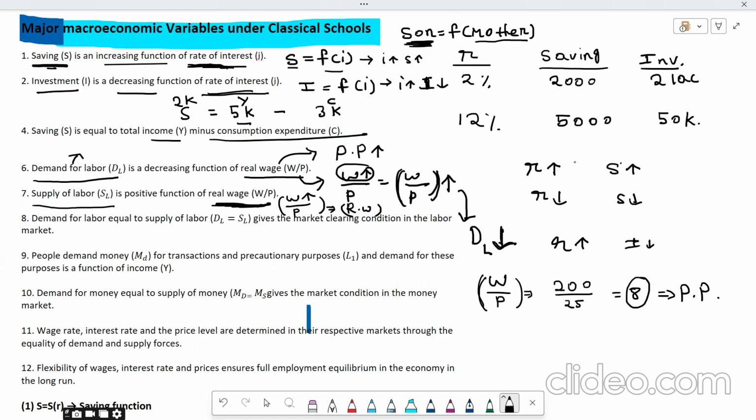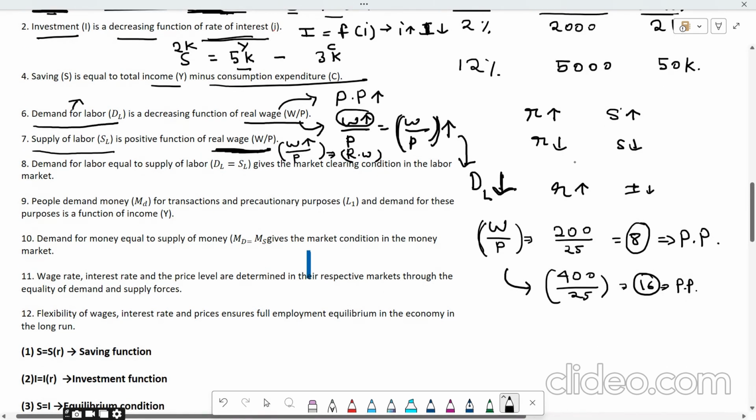Now when the wages have increased from 200 to 400, the purchasing power will be 16. So the laborer will think that in the previous real wage, the previous purchasing power, I was capable of buying 8 products, and as per my current real wage, when it has increased, I am capable of buying 16 products. So as real wage or purchasing power rises, what is happening?